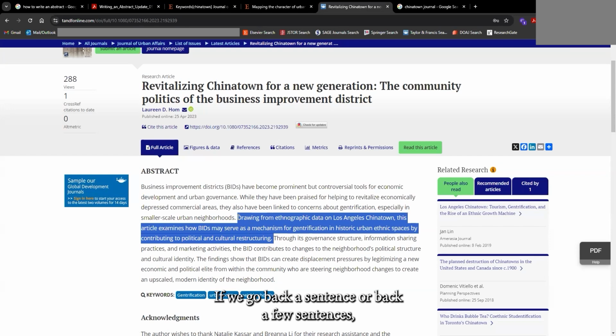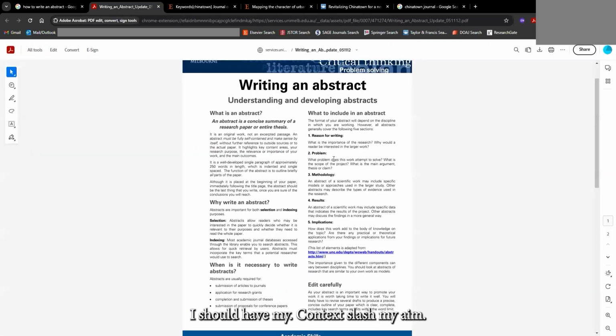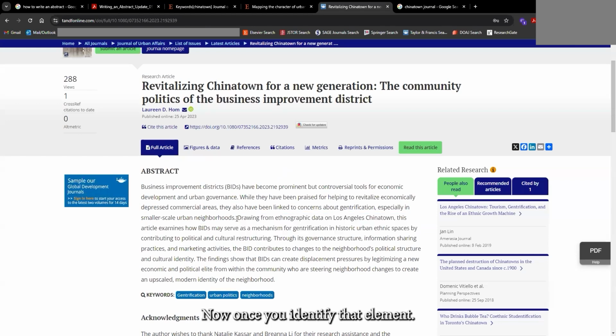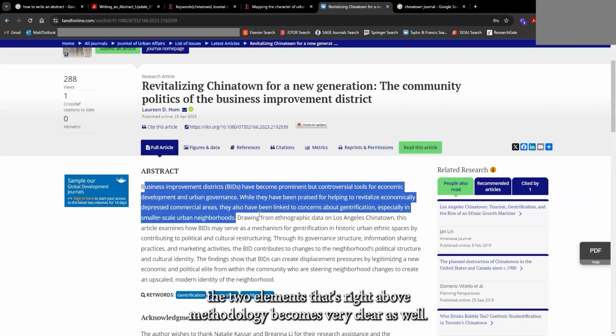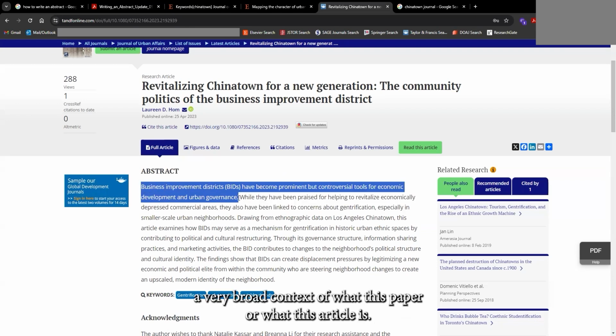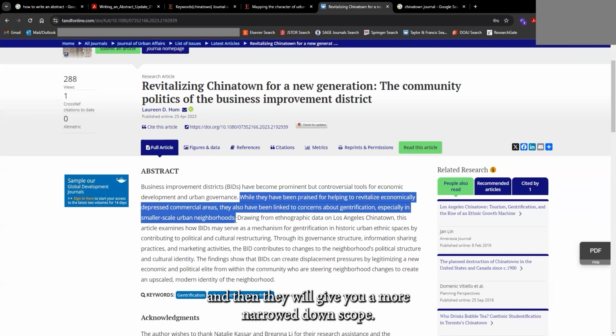If we go back a sentence or a few sentences, we can see that according to my list here, above my methodology I should have my context and my aim. Once you identify that element, the 2 elements right above methodology become very clear as well. So the first sentence gives you a very broad context of what this article is trying to do, in what type of area, what type of field, and then why they wanted to do such research, okay? And then they will give you a more narrowed down scope, okay?